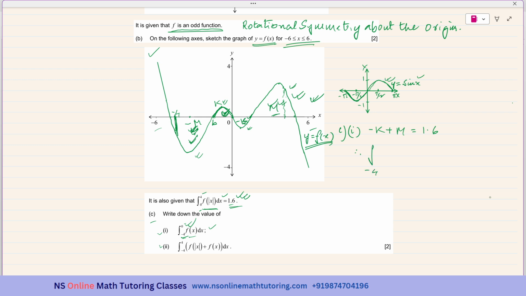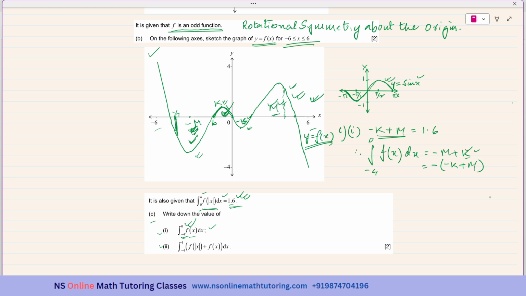for negative 4 to 0, f of x dx will be equal to, this is minus m, and that is plus k. This one is plus k. Okay. Equal to minus, I'm taking the minus sign out because I know the value of this. I do not know the value of this. So I am just taking out the minus sign, and this becomes k is positive. So I have to write minus k, because minus of minus k will be plus k, which we are having, and plus m.